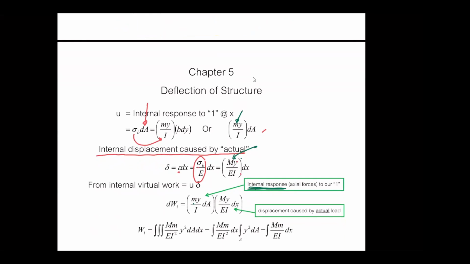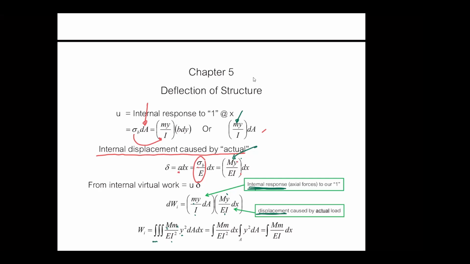So it's a small m. And the second term is the actual displacement. It's a capital M. We multiply them. So we have capital M, small m. I used to say big M, but it's like a truck, right? But big M, small m over EI squared. We have y squared dA dx. So three integrals. We perform integration.